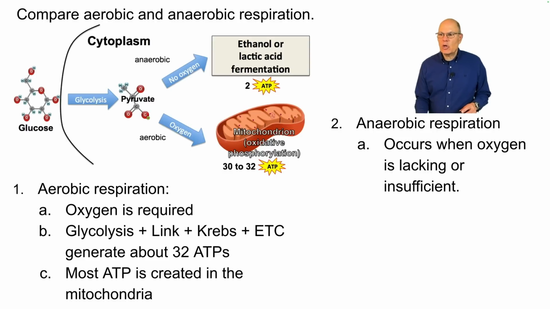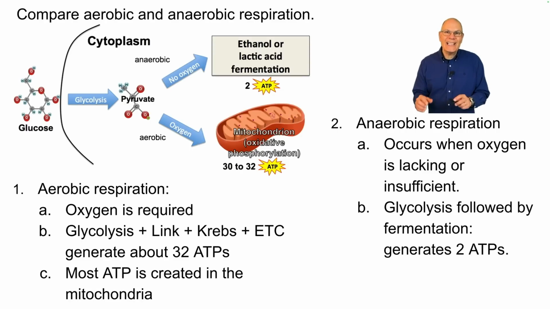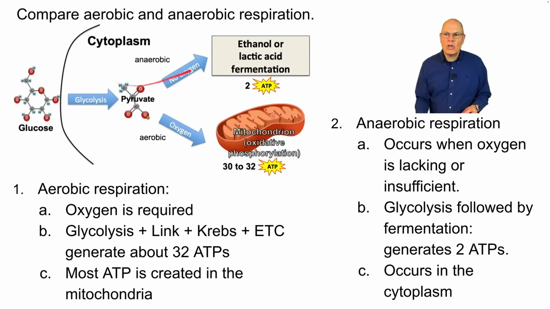Anaerobic respiration occurs when oxygen is lacking or insufficient, or I should add, when the organism doesn't have the enzymes to do aerobic respiration. Glycolysis is really the key part of anaerobic respiration. So it involves glycolysis followed by fermentation, and it generates a total of 2 ATPs, and it occurs entirely in the cytoplasm. The mitochondria are not involved.